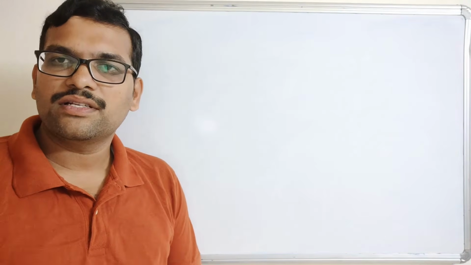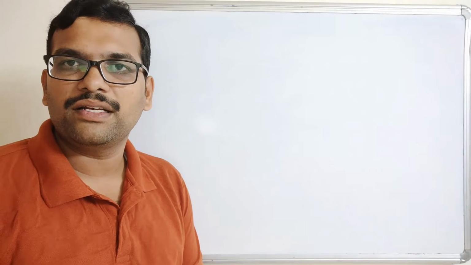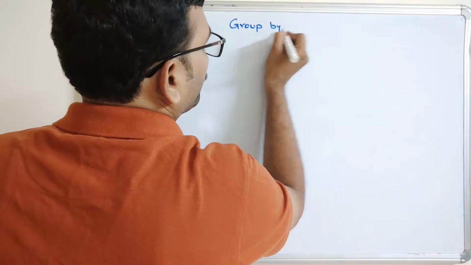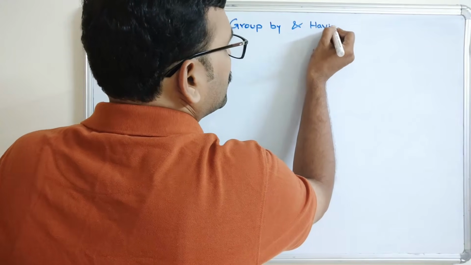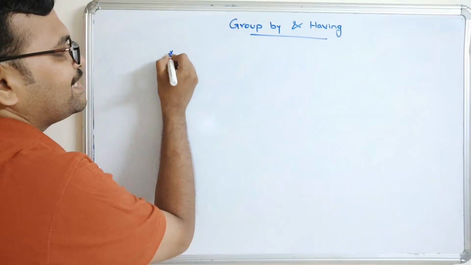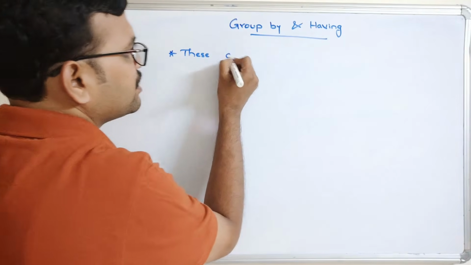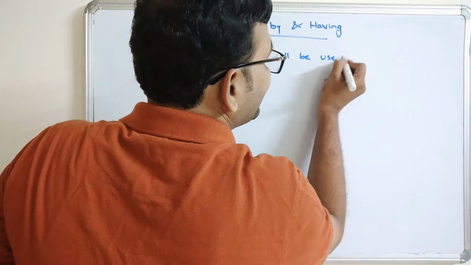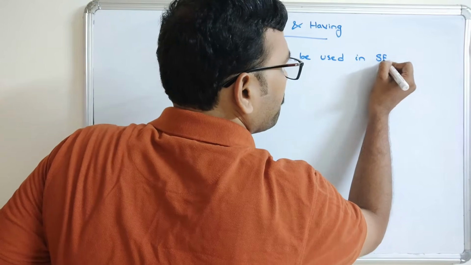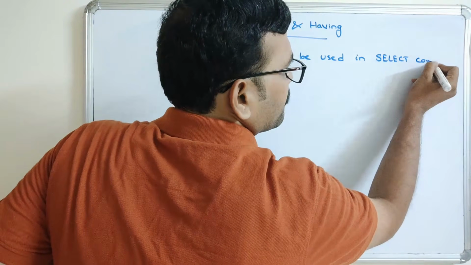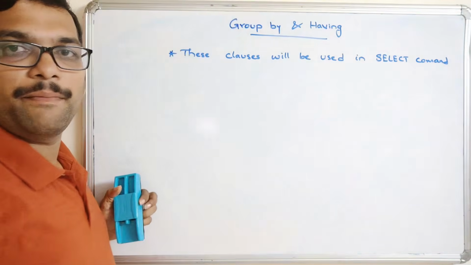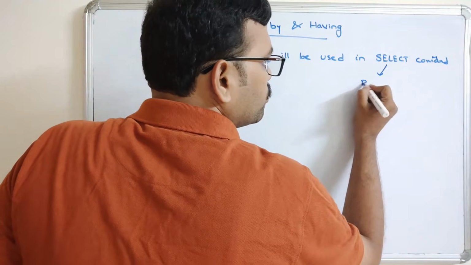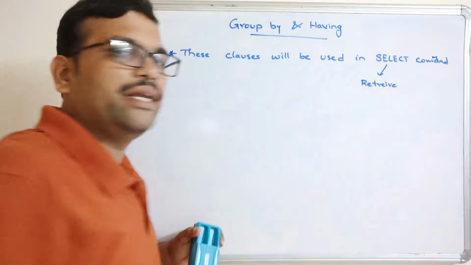So in today's session we'll discuss two more clauses of the select command, that is the group by clause and the having clause. These clauses will be used in the select statement or select command. And this select command is used to retrieve the data from the table.